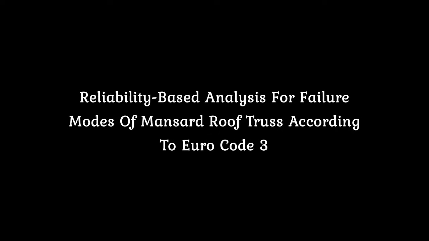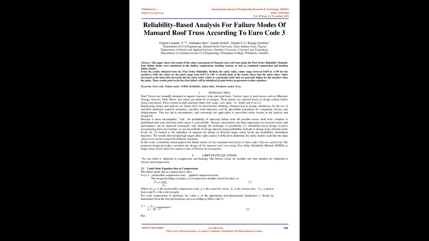Reliability-based analysis for failure modes of Mansard roof truss according to Eurocode 3. Abstract. This paper shows the results of the safety assessment of Mansard steel roof truss using the first-order reliability methods. Four failure modes were considered in the studies: compression, bending, tension, as well as combined compression and bending failure modes.